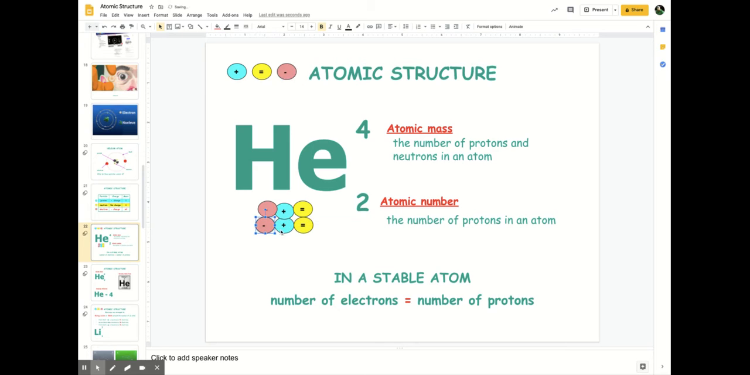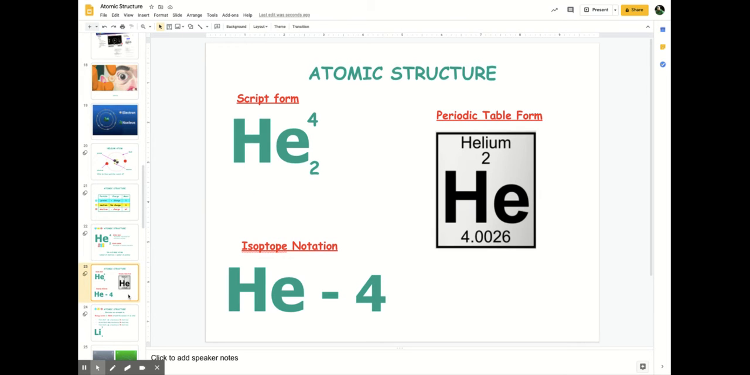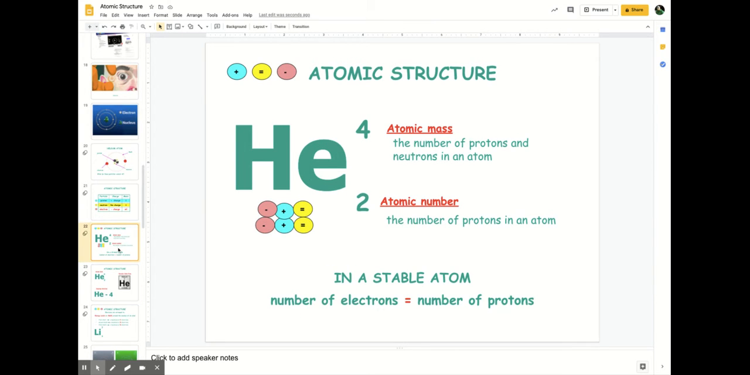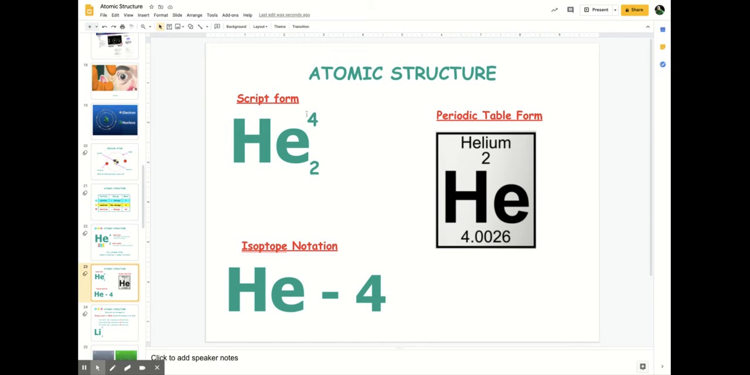And if you added all this up one more time, you would still see 1 plus 1 plus 1 plus 1 equals 4 plus 0, which is still 4. All right, well, there are 3 ways that we can write it because science has to be a little complicated. Script form, which is exactly what was on the other slide. This is the script form. But notice, when we look at a periodic table, you're not going to see it like this. You're going to see it like this, and this is what we call the periodic table form or the periodic tile form. And they just flip the numbers.